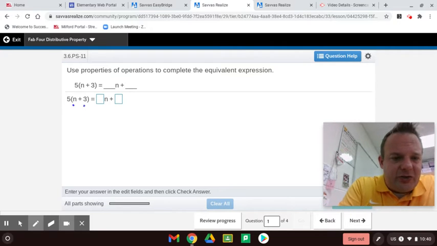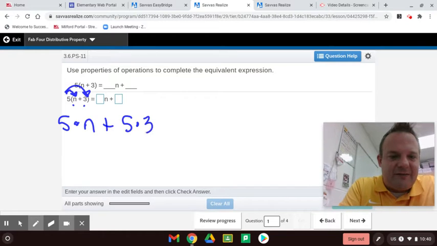So you're going to distribute yourself the 5 times the n and the 5 times the 3. So you have 5 times n, plus the 5 distributes to the 3. 5 times 3. So it's 5n plus 15.